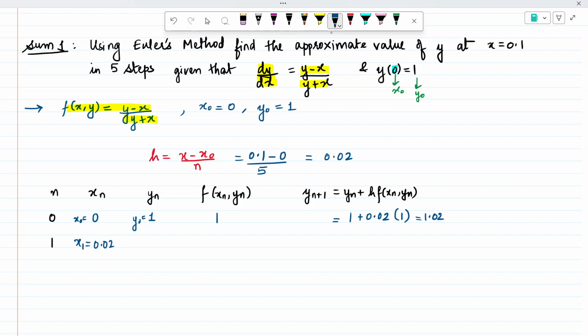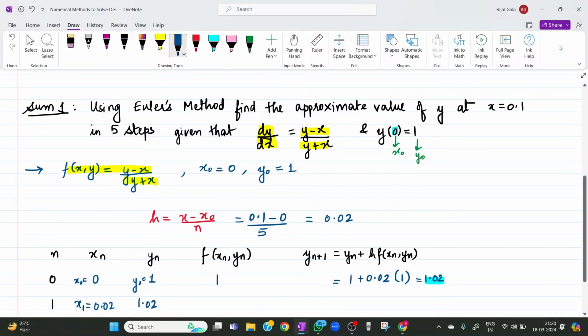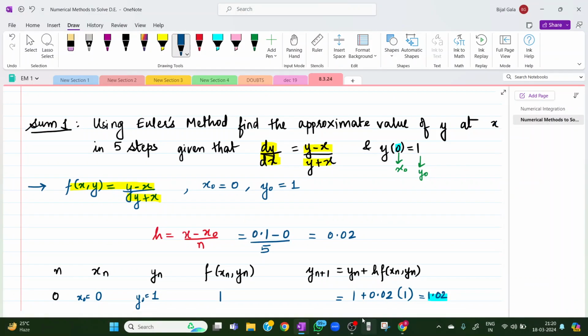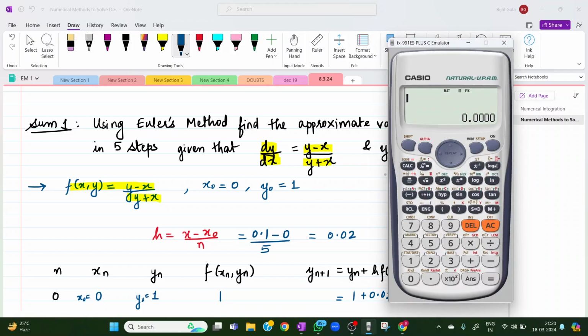Okay, all the messages came now. Fine. So if you do x0 plus h, you will get x1. You already have y1 here. This is your y1. So y1 is 1.02. Now what are you supposed to do? In fx, substitute your... Okay, let me open the calculator.